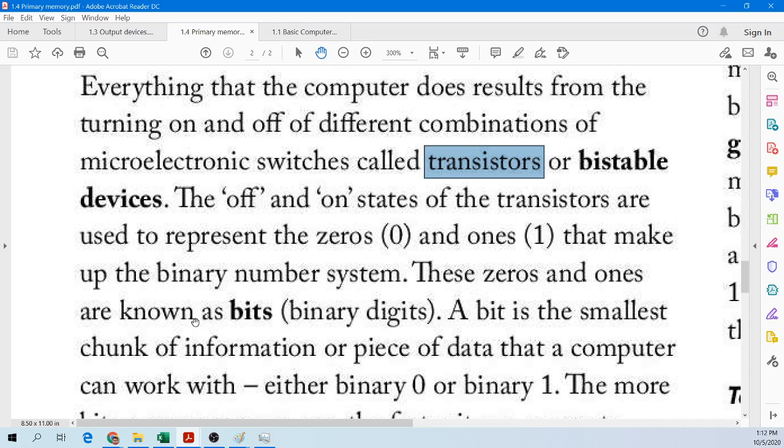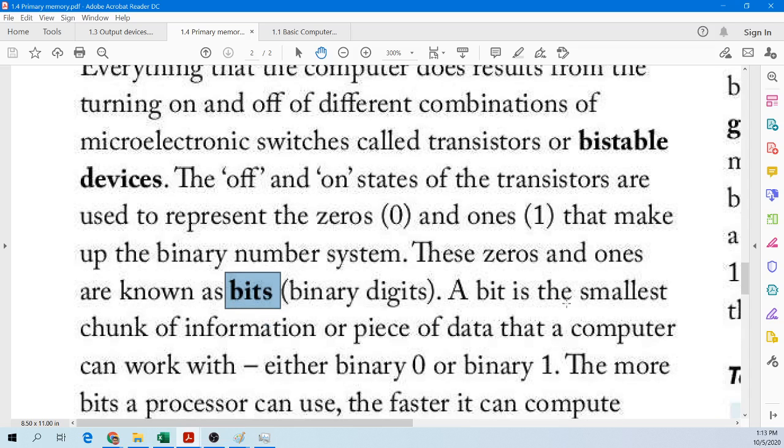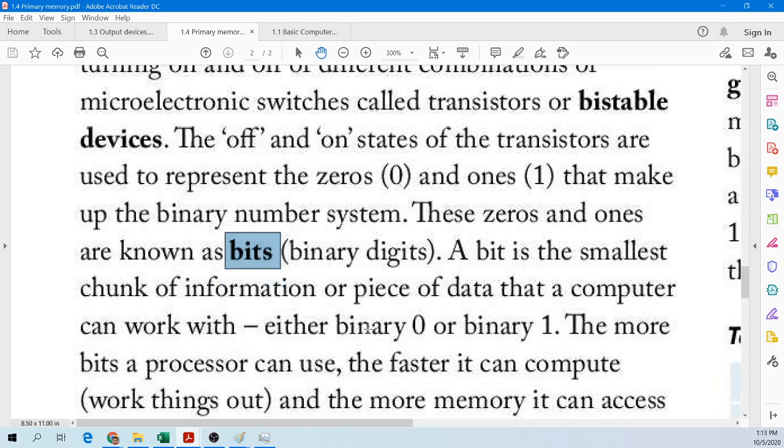But that is what the computer is processing all the time. So the zeros and ones are known as bits. A coined word of binary digits is called a bit, and a bit is the smallest chunk of information or piece of data that the computer can work with. So it's the smallest piece of data. A bit can either refer to the 0 or to the 1 in the binary system.